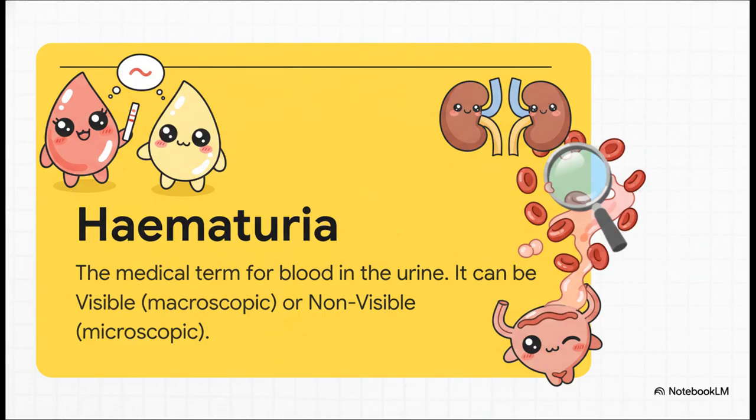Now, this can be visible or macroscopic, which is when the patient can actually see it. The urine might be pink or red, or it can be non-visible or microscopic, where the urine looks totally normal, but we find tiny amounts of blood using a dipstick test.